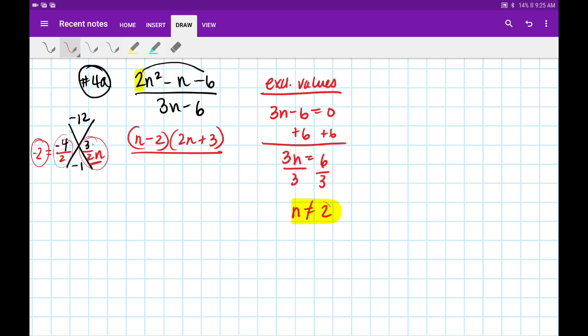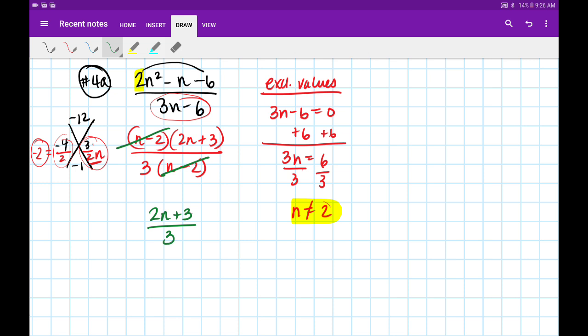So I could write 3n minus 6, but I actually am looking for factoring opportunities. And in this case, I can factor out a 3. And I'll be left with n minus 2. And that works out nicely because I see an n minus 2 on top and n minus 2 on the bottom. We can cancel them out. We're left with 2n plus 3 all over 3.